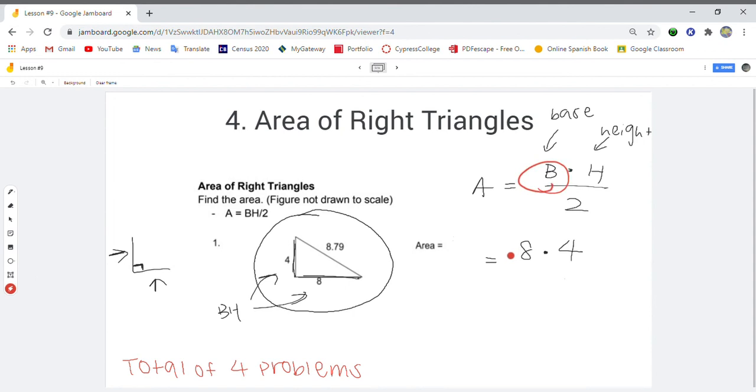So we just put it in place. For the base, we replace it with 8 and H with 4. Then we divide this whole thing by 2. Remember, the whole thing. So 8 times 4 is 32. Divided by 2, this ends up at 16. So your area is 16, and that's just your answer. And that's it for today.